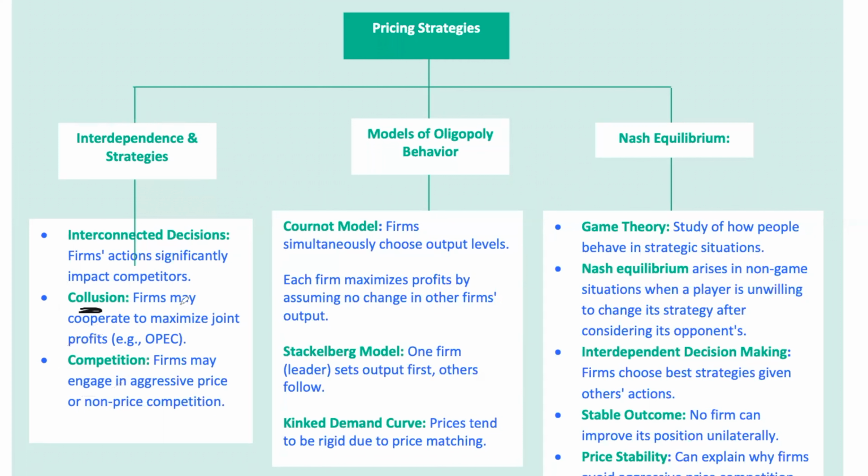Firms may collude to set prices and output levels, maximizing joint profits. Collusion can be formal, like OPEC, or informal, where firms implicitly understand not to compete aggressively on price. Various models, such as Cournot and Stackelberg, help predict firm behavior in an oligopoly. These models explain how firms compete based on output and pricing decisions, either simultaneously or sequentially.